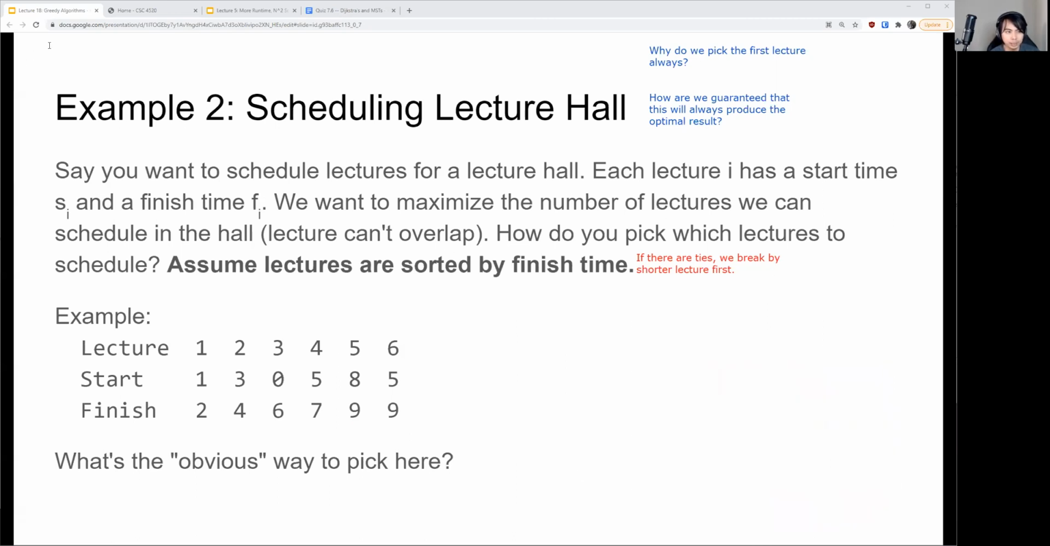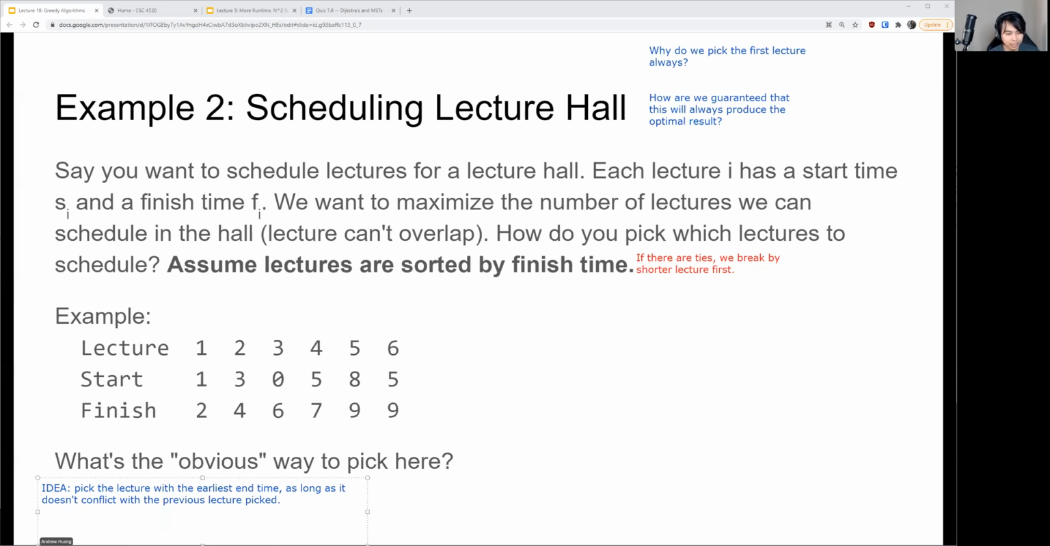We know we want to pick the lecture with the earliest end time, as long as it doesn't conflict with the previous lecture picked. All right, that was the idea. I'm going to keep it on the bottom right here so that you don't forget it. And then we're going to look at some examples of what's going on here.